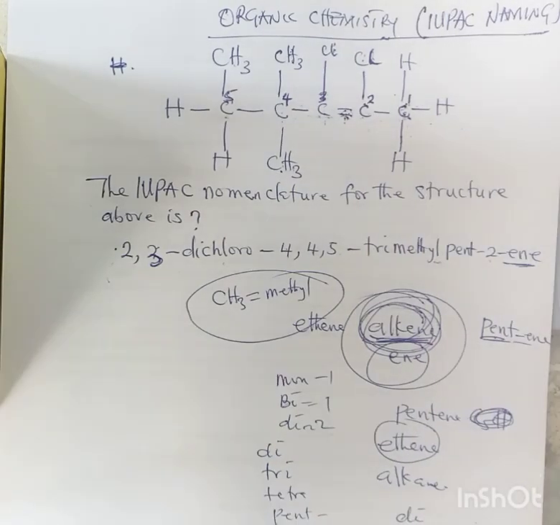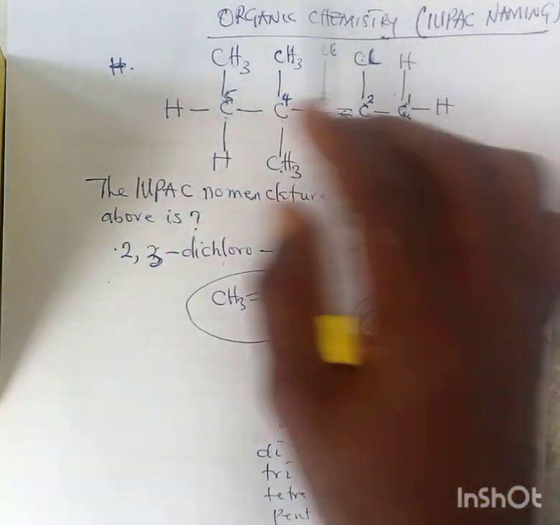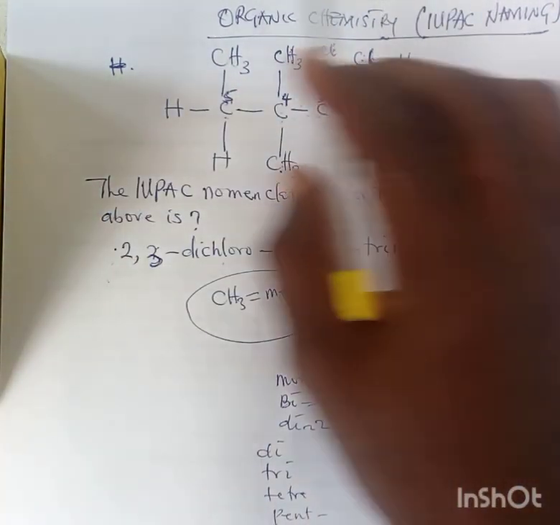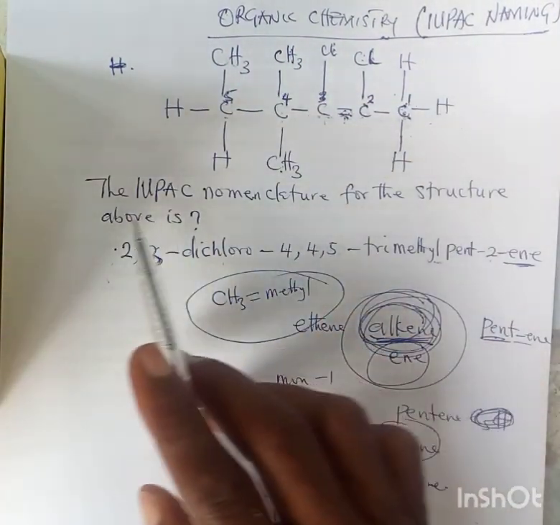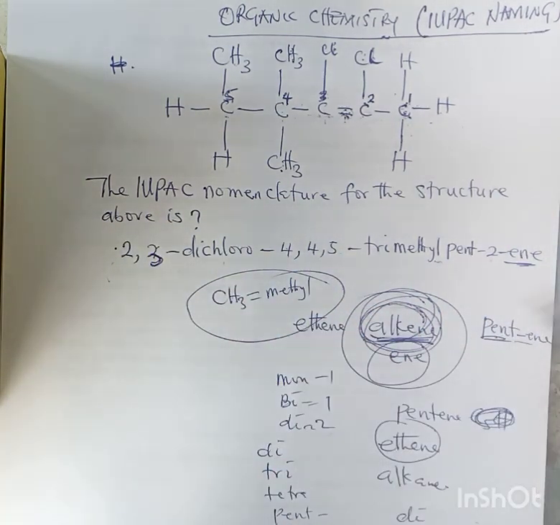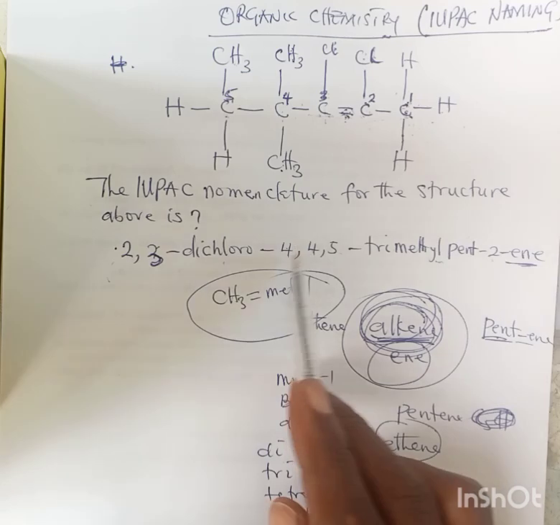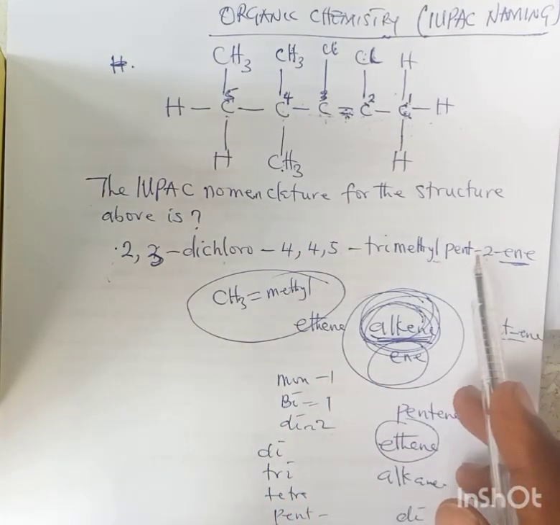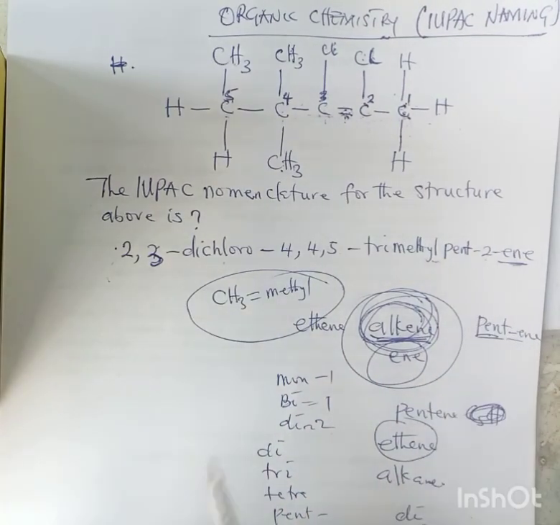Okay, let's go back to organic chemistry, IUPAC naming. Look at this structure very well. You can see that this is the structural formula for this organic compound. And they say that the IUPAC nomenclature for the structure above is 2,3-dichloro-4,4,5-trimethylpent-2-ene.